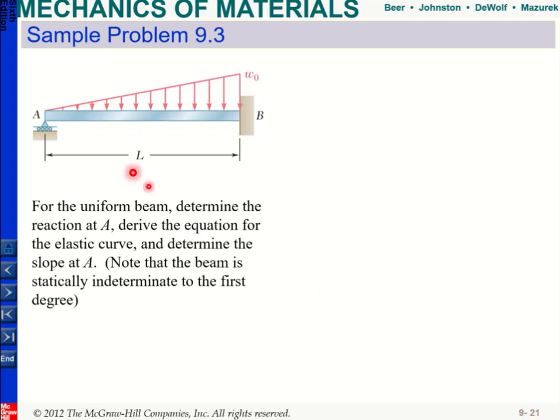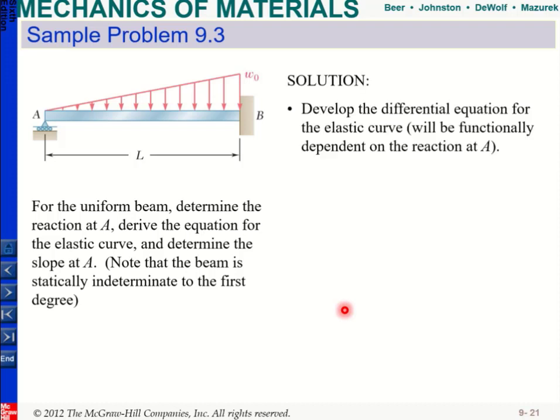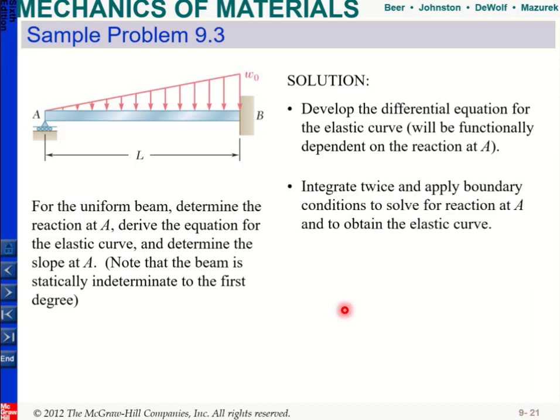Okay, so this is a similar question. Again I have a beam. At B I have fixed support, at A I have roller, and this time I apply a linearly changing distributed load. What we want to do is determine the reaction at A, derive the equation for the elastic curve, and also determine the slope at A. In order to do this, first I need to determine the differential equation for the elastic curve, then integrate twice, apply boundary conditions and solve for the unknowns, and then I can determine the slope.